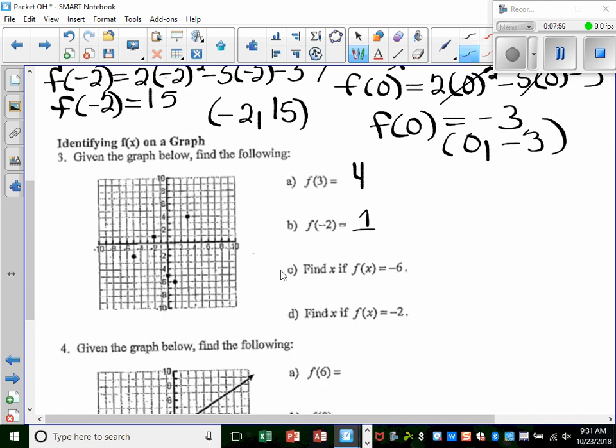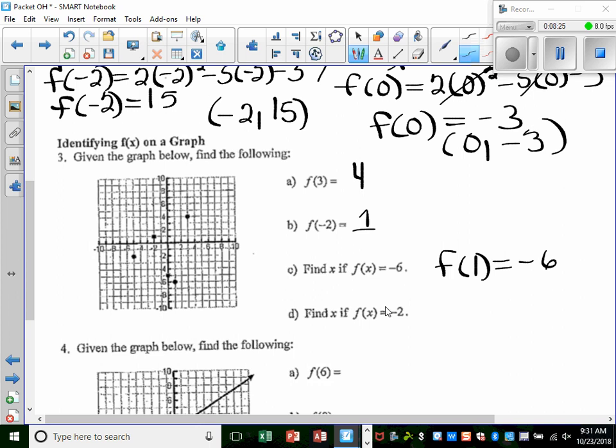Now this is different. It's asking you a different question. They're asking you to find x if you know y is -6. So here's the y-axis. We're going to go down to -6 on the y. And then what is the value of x? 1. Very good. So you're going to say f of 1 equals -6. That's how you would write that.